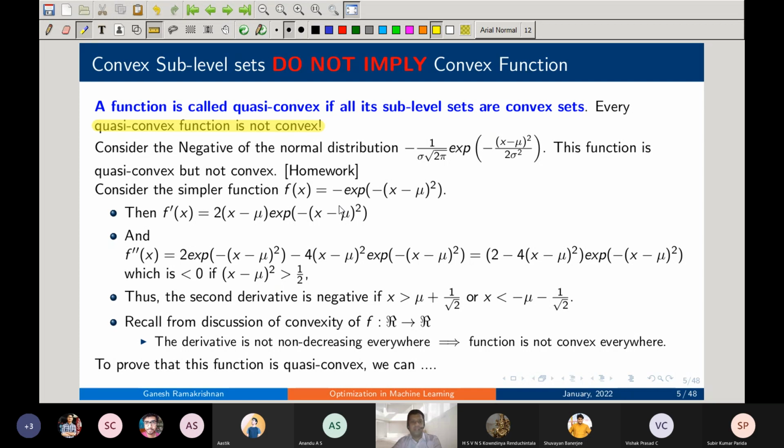I tried to give you an example in the last class, the negative of the normal distribution. And I claim that the function is quasi-convex but not convex. So I had to do two things. I had to prove that it is not convex, and I have to prove that it is quasi-convex. I provided some hint here. What I've tried to do is take a simpler function. This is one thing you have to start looking at: look at the form of the function.